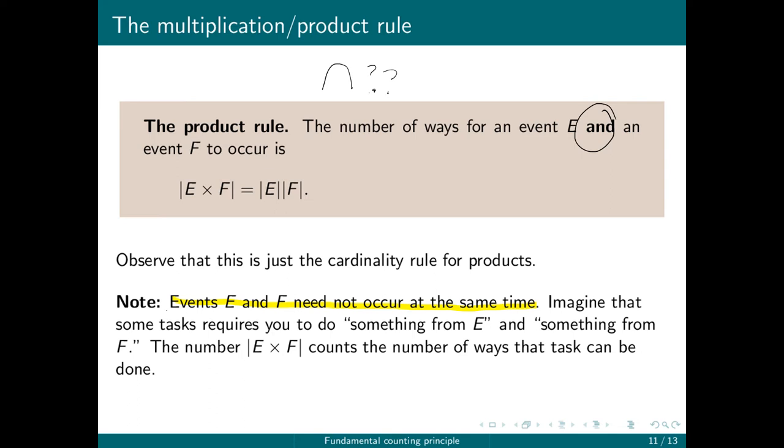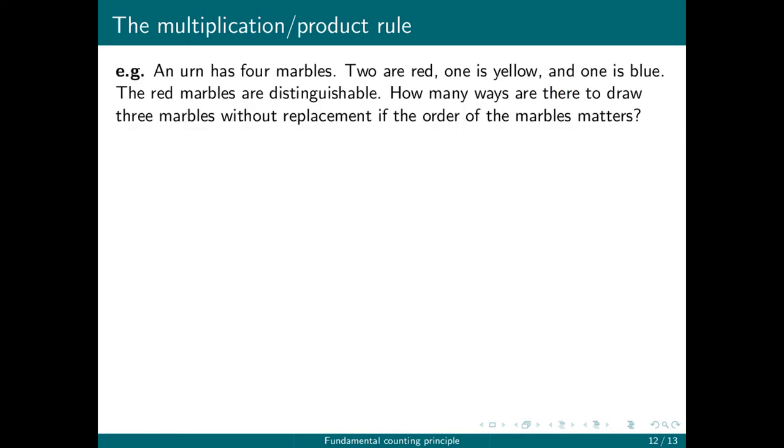Imagine instead that some task requires you to do something from E and something from F. Then the number E times F counts the number of ways that task can be done. So this is just the cardinality rule for products. The idea is if I want E and F to happen, I need to get something from E and something from F at the same time. And that's just an ordered pair of E cross F. So that's where this idea comes from.